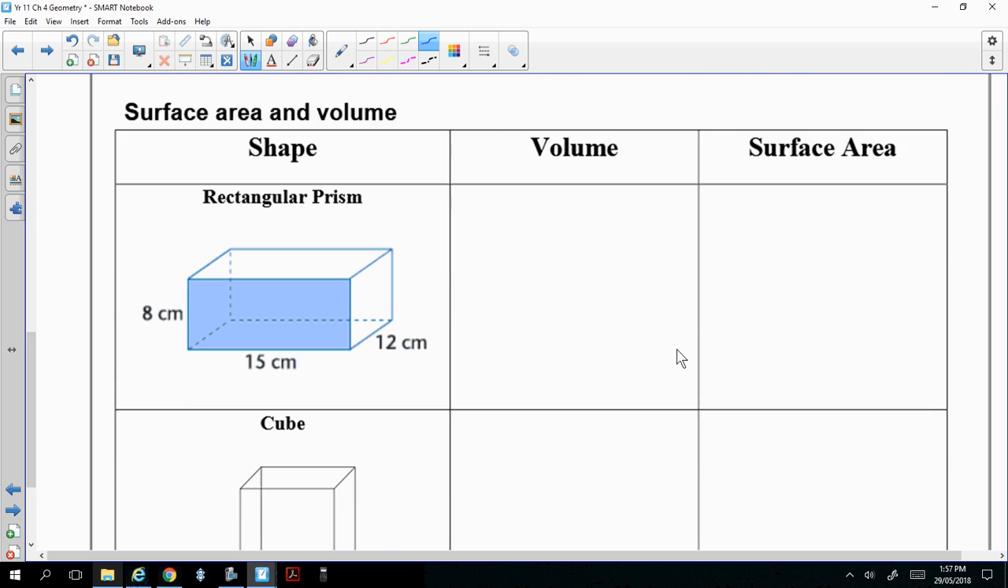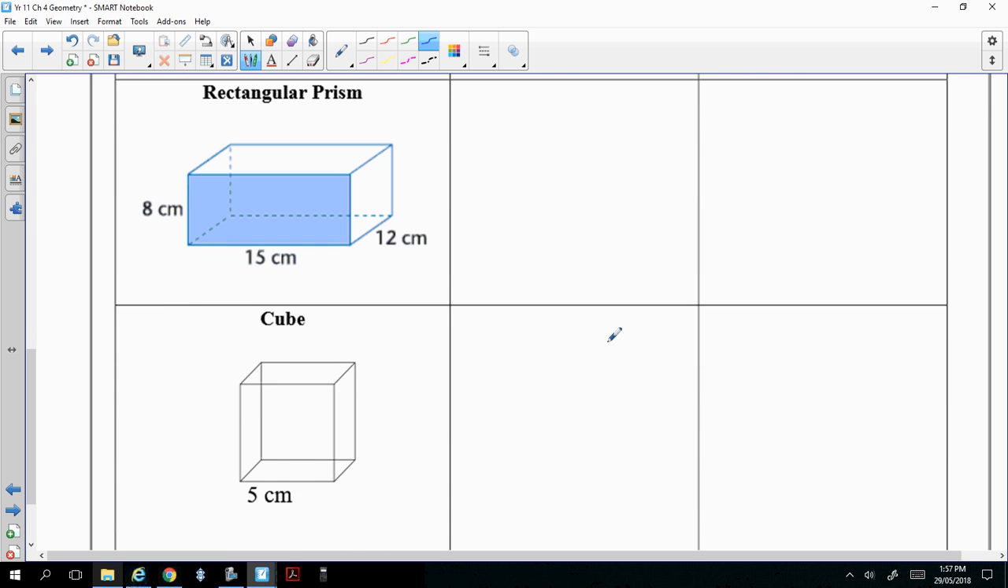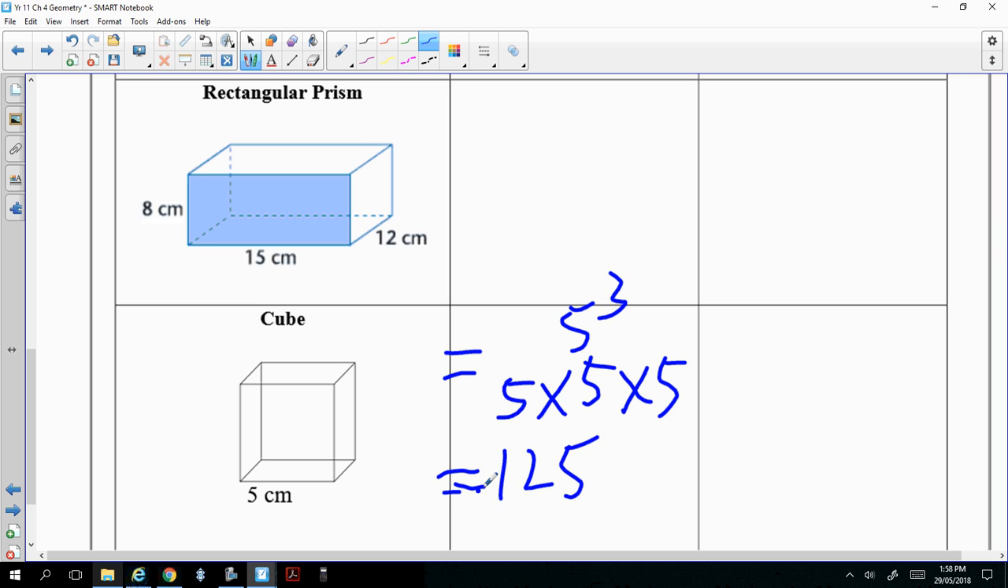Oh, these will have no formulas. You just do it. Volume for that one will just be 5 times 5 times 5, right? Just 5 cubed. That's why it's called a cube for a reason. And this is 125. That's where the word cube comes from. 5 cubed means 5 times 5 times 5, from a cube.